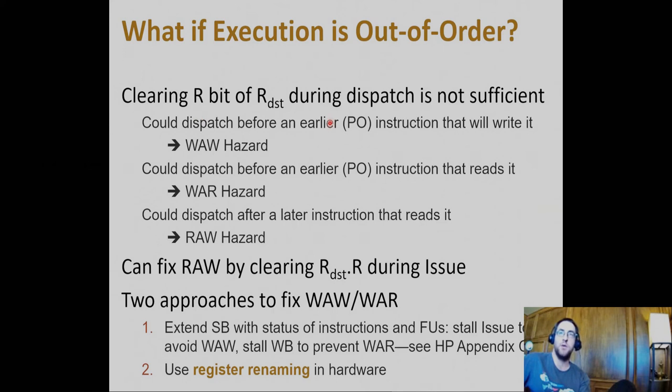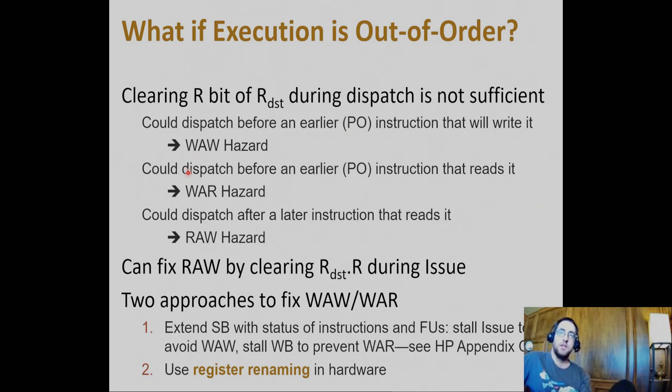because we could have a problem where we dispatch an instruction before an earlier instruction in program order, which is going to write to it. So we would need to be able to resolve that dependency. We can do that when those instructions are in the same issue window. We can do that. It's just something that we have to be aware of. So that would be a write after write hazard, because the instruction that we dispatch is going to write to RD, and the instruction that's early in program order is going to write to it.